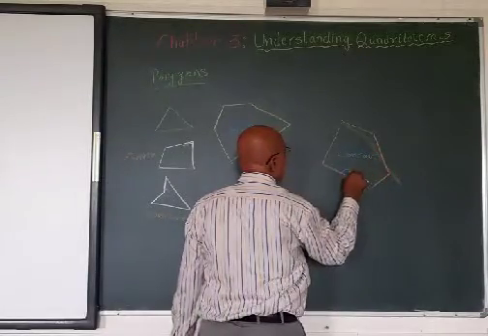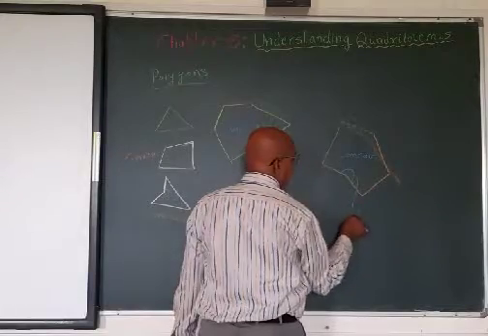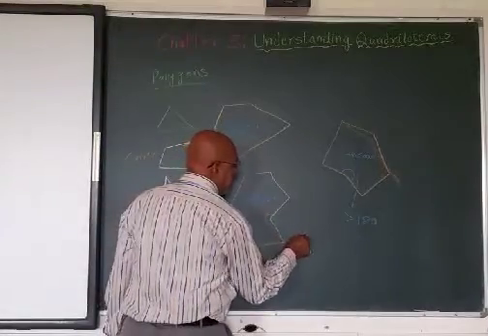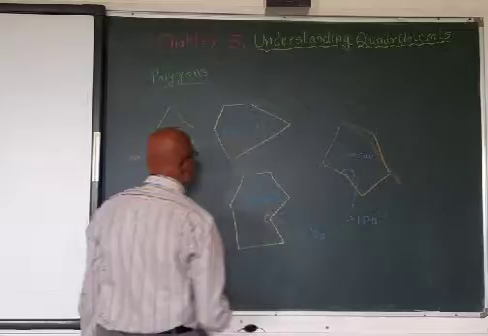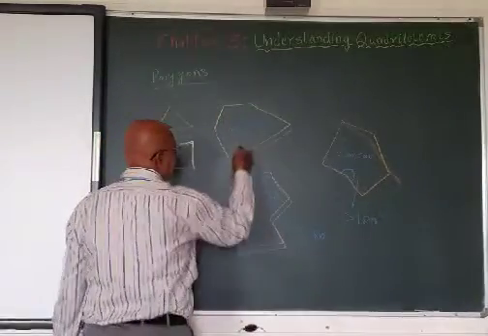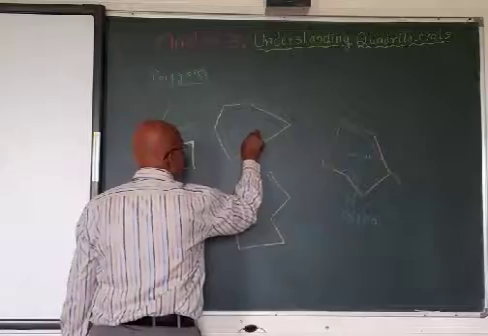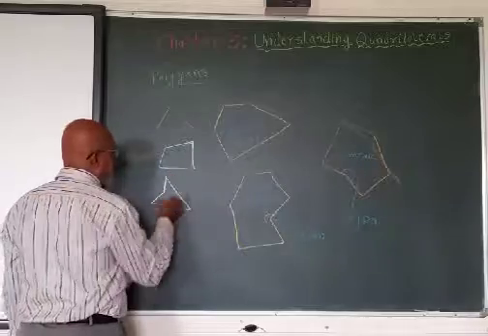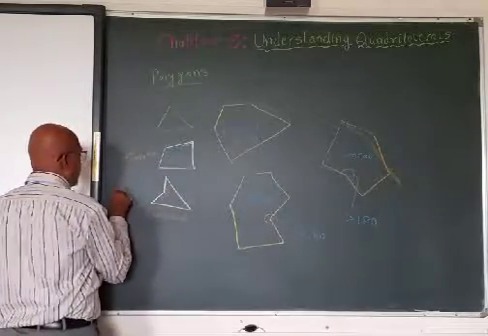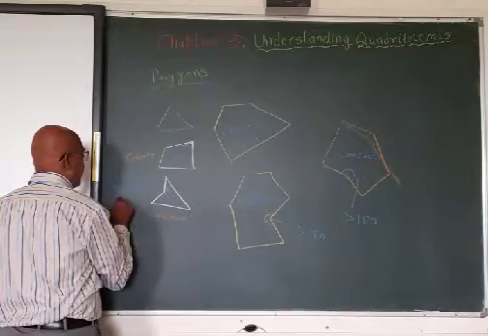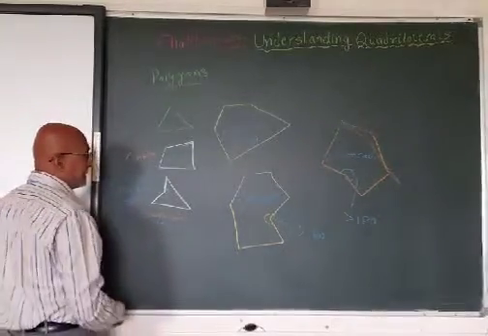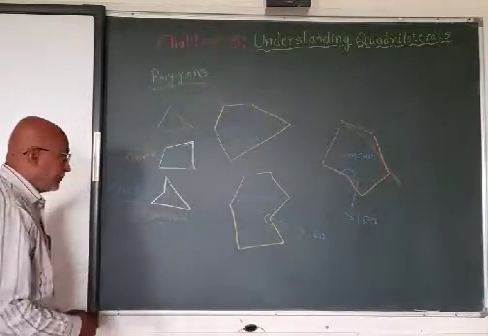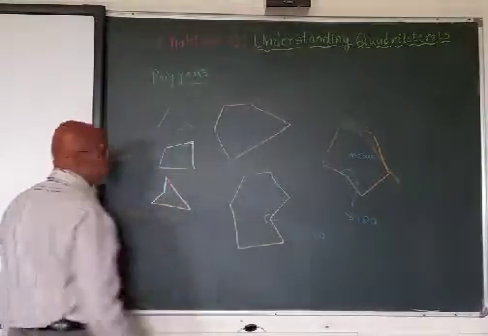Now this angle I will write here, it is more than 180. Here this is also more than 180. Now these all angles are less than 180, so I will write less than 180. Here also less than 180, and here it is again more than 180. So when more than 180 it is concave, and when less than 180 it is convex. So remember these convex and concave polygons.